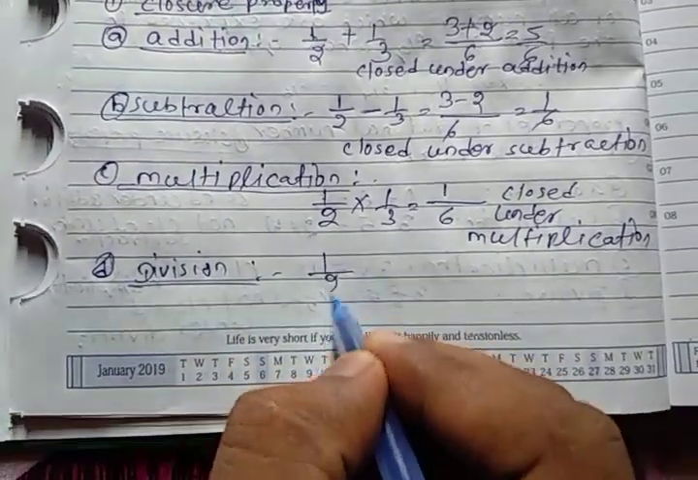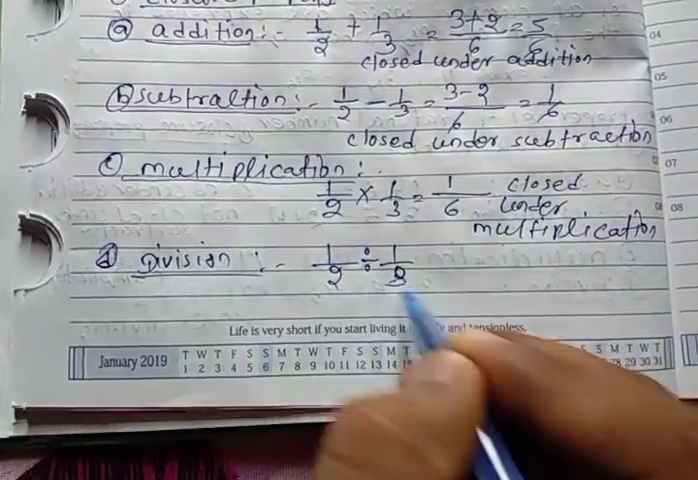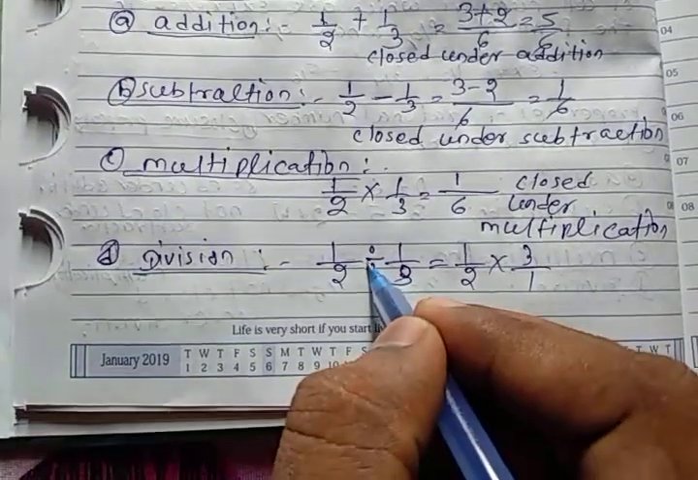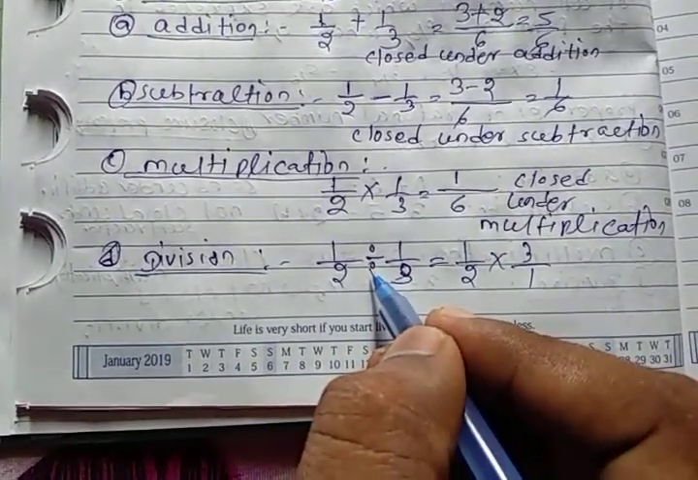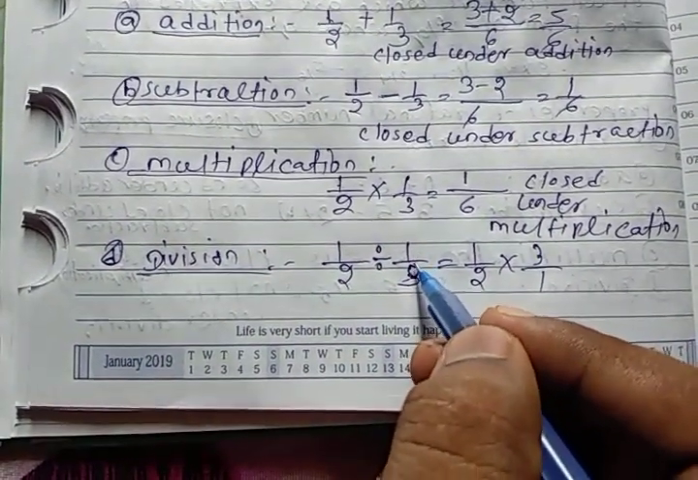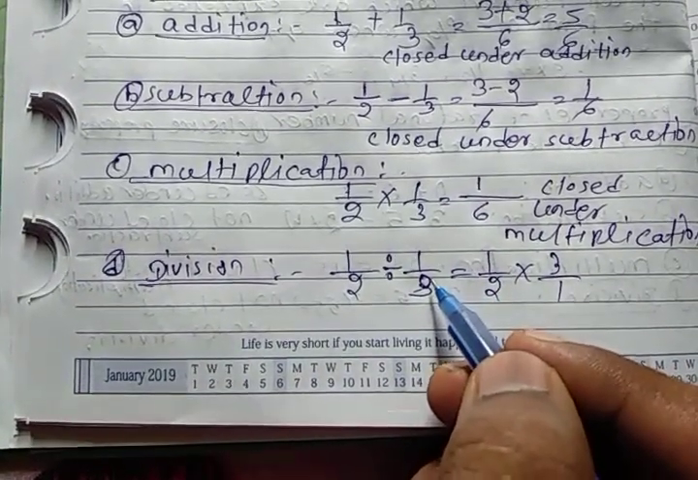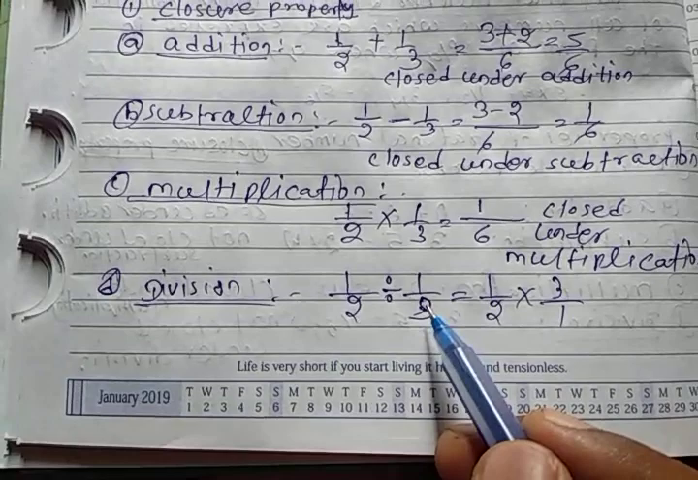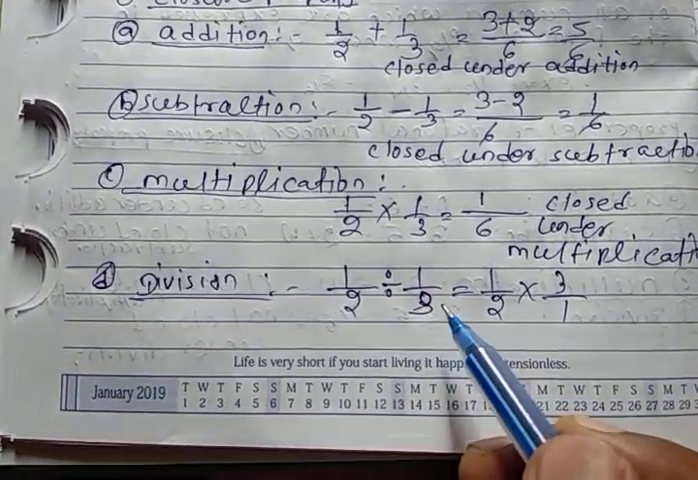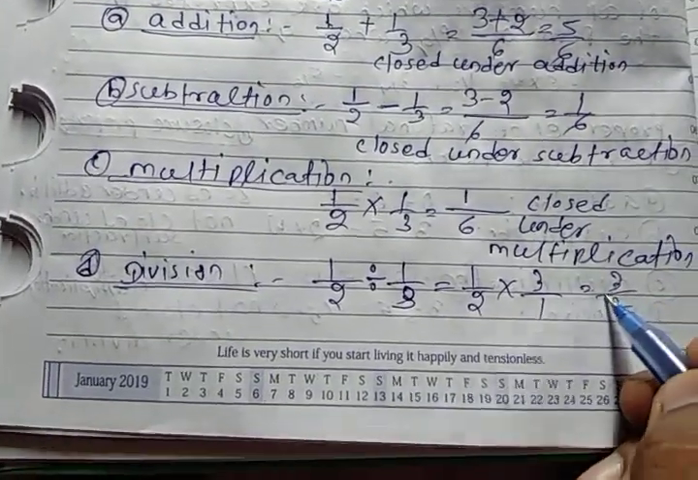Then division. When we divide 1 by 2 by 1 by 3, it becomes 1 by 2 into 3 by 1. When division is changed into multiplication, the fraction after the division gets reciprocated, meaning the numerator goes to the denominator and the denominator goes to the numerator. That is 3 by 2, which is also a rational number.